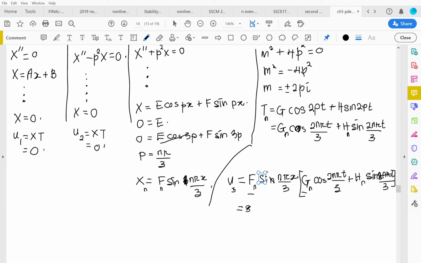So for the third case, we have sine n pi x over 3 multiplied by fn combined with gn. I can rename it as a new constant, for example jn, times cos 2n pi t over 3. Then we have plus fn multiplied with h, which I will rename as another unknown, for example kn, times the sine function, sine 2n pi t over 3.